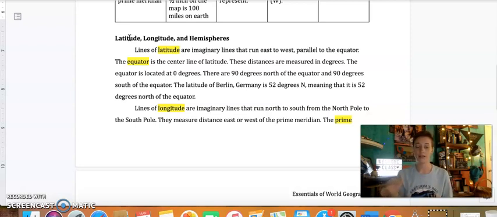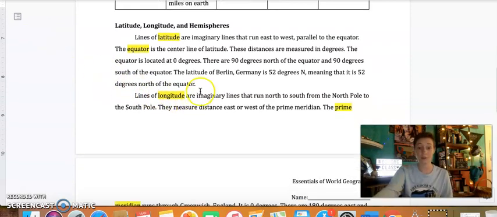These lines represent how far away from the equator you are. So the equator is at 0 degrees. You can go up to 90 degrees north, up to the North Pole, or you can go up to 90 degrees south near Antarctica, the South Pole. They're measured in degrees, 0 degrees, you can go up to 90, and you can also go down to 90.